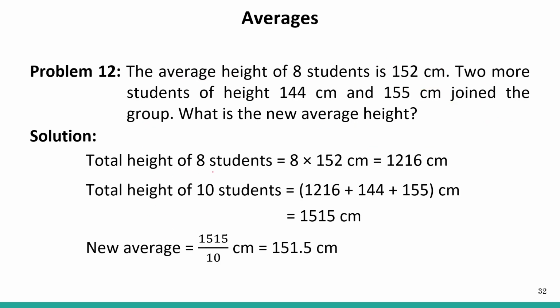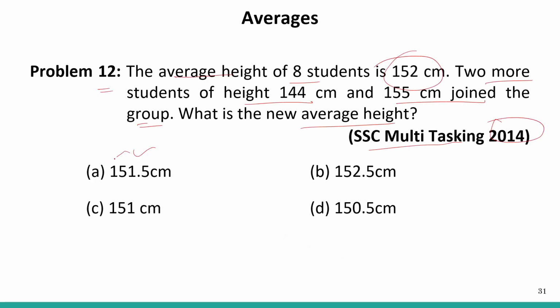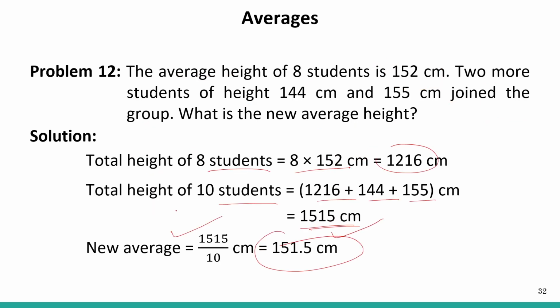So the total height of 8 students is equal to 8 into 152, which is 1216 centimeter. The total height of 10 students is equal to 1216 plus 144 plus 155 centimeter, that is equal to 1515 centimeter. So the new average will be 1515 by 10, which is equal to 151.5 centimeter. So this will be the correct answer. These are all wrong answers. So 151.5 is the correct answer.